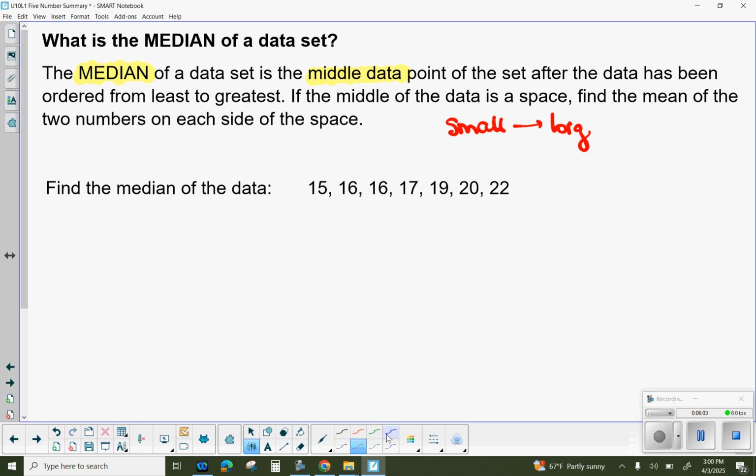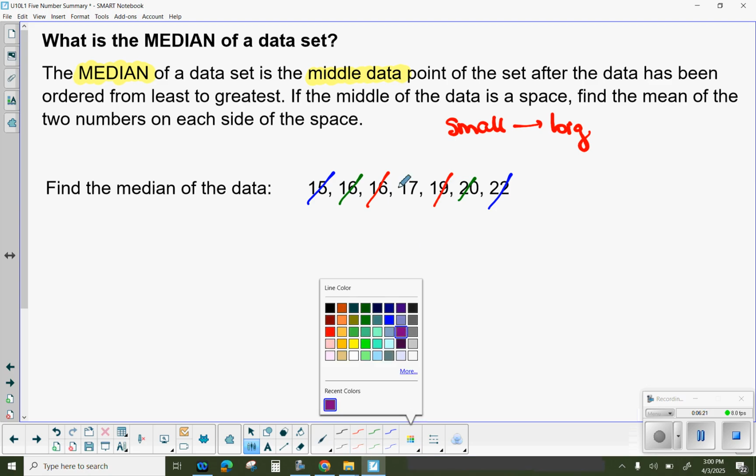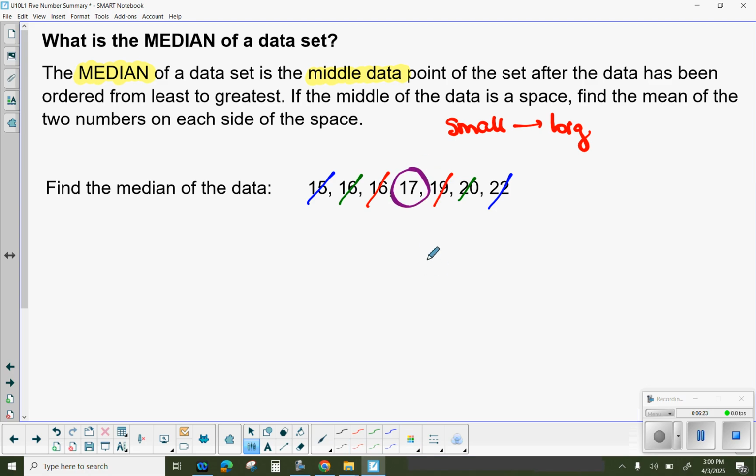When they're lined up, you're going to work your way from both ends towards the middle. For instance, 15 and 22, we're going to cross those off. We're going to work our way towards the center, 16 and 20. 16 and 19. Okay, see how there's only the 17 left? That means the median of this set is 17.